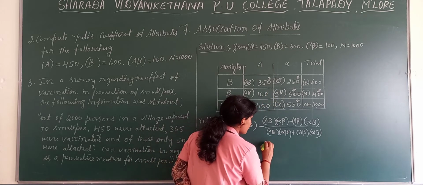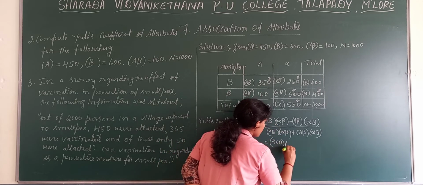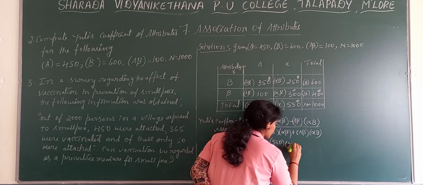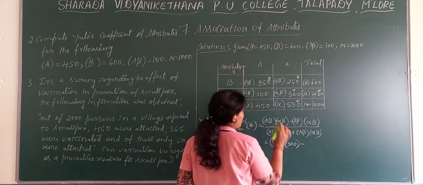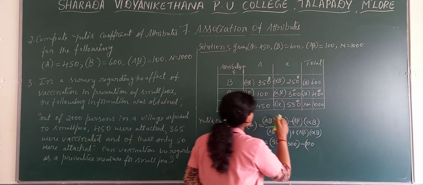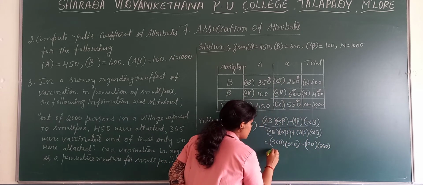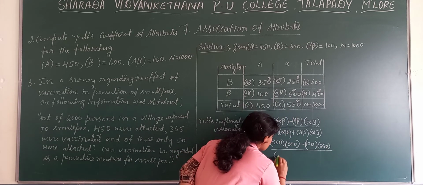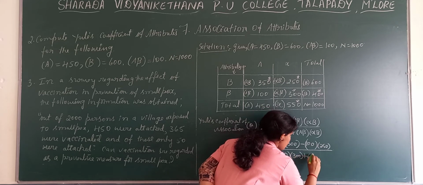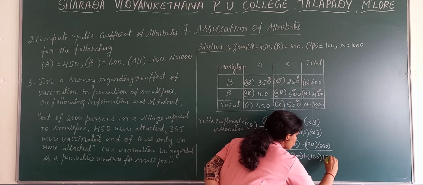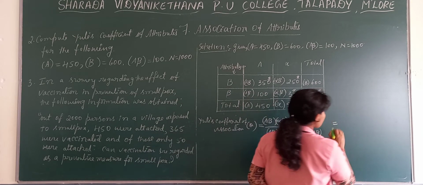Now substitute into the formula. AB as 350 into A beta 300 minus A beta 100 into alpha b 250 divided by 350 into 300 plus 100 into 250. Now nextly what we need to do?